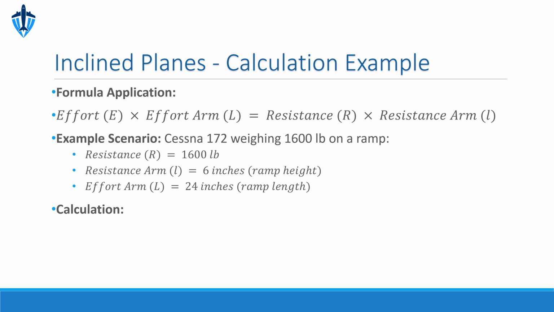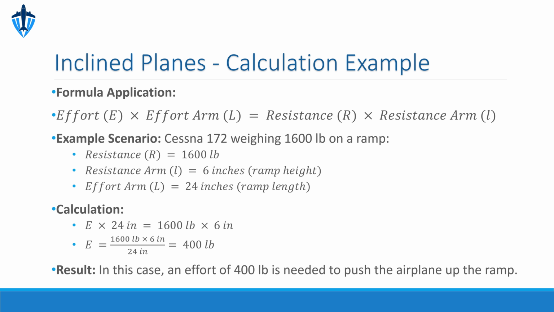So we set up our equation. Effort times 24 inches equals 1,600 pounds times 6 inches. To solve for effort, we calculate 1,600 times 6, which is 9,600, and then divide that by the length of the effort arm, 24 inches. This gives us a result of 400 pounds.